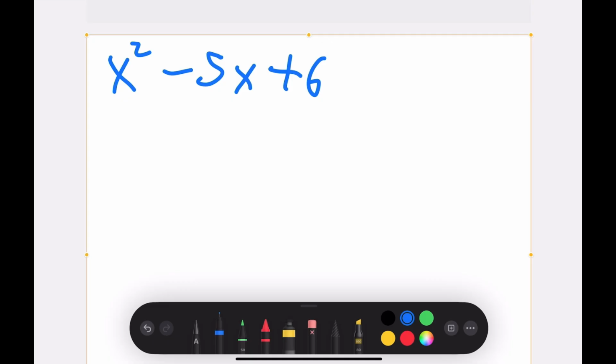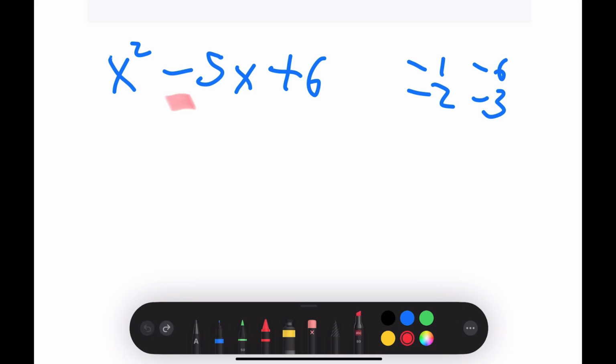So let's write down the product of 6. But we know that it needs to add up to make a negative. So if you do -1 and -6, they still make +6, but it adds to make -7. So that's not what we want. And -2 and -3, that makes +6, and yes, it adds up to make -5. So that's what we want.